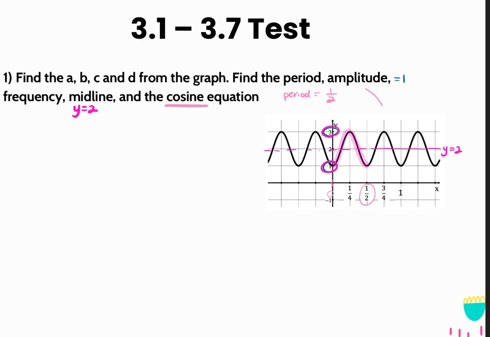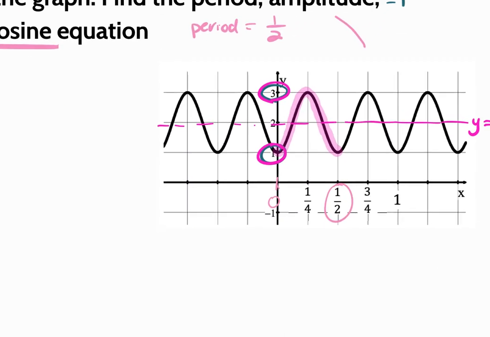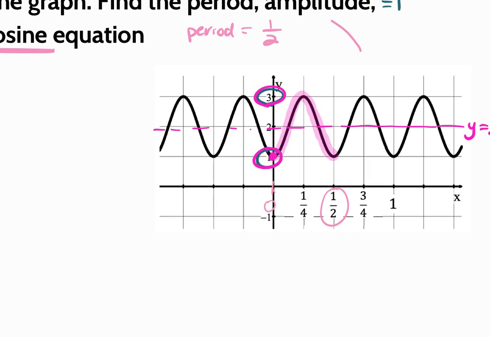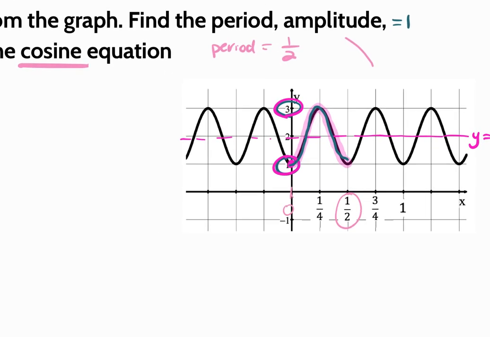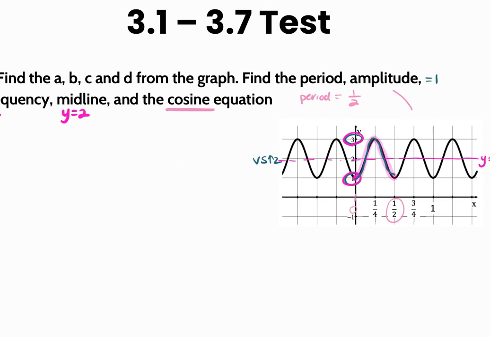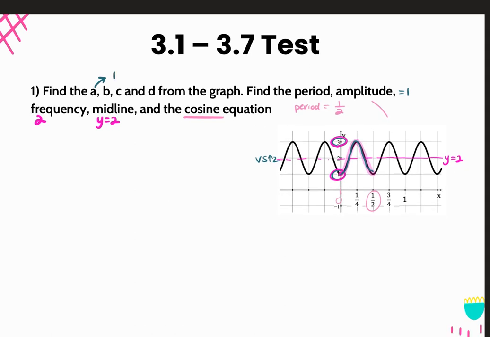Because the period is 1/2, the frequency is 2 because it's the reciprocal. There's no phase shift because it starts here, but there is a reflection. This is a cosine curve going upside down. So I'm going to make my A negative. The midline shift means there's a vertical shift up 2. That's D.